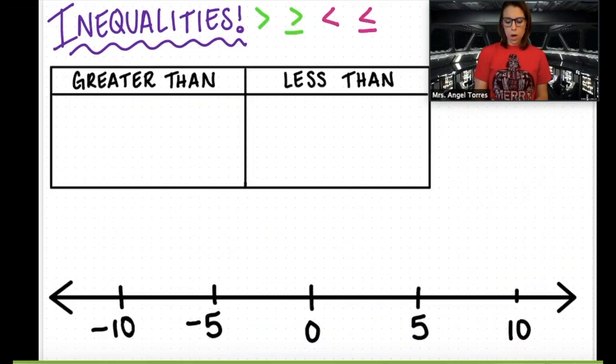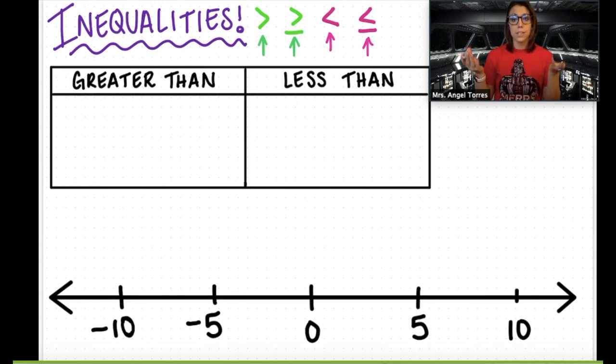So a lot of you know that these are the symbols for greater than and greater than or equal to, and these are the symbols for less than or equal to. But what do these phrases greater versus less than actually mean? A lot of us think it has to do with the size of a number. But greater and larger are not the same. Neither are less and smaller.